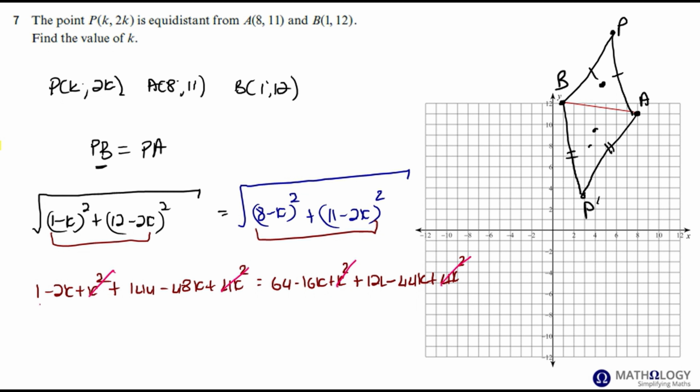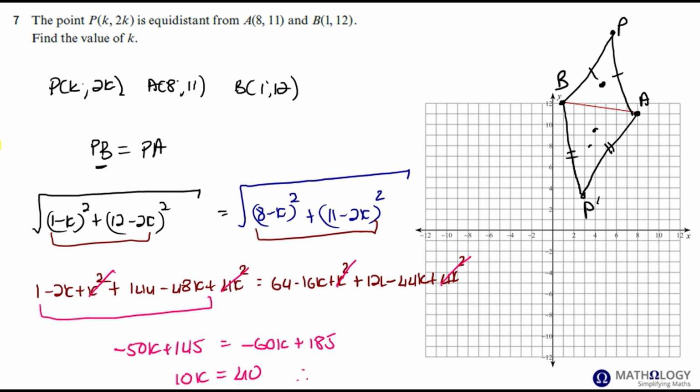Cleaning up the left will give us minus 50k plus 145, and that equals minus 60k plus 185. And solving for k gives us 10k equals 40, and then k equals 4.